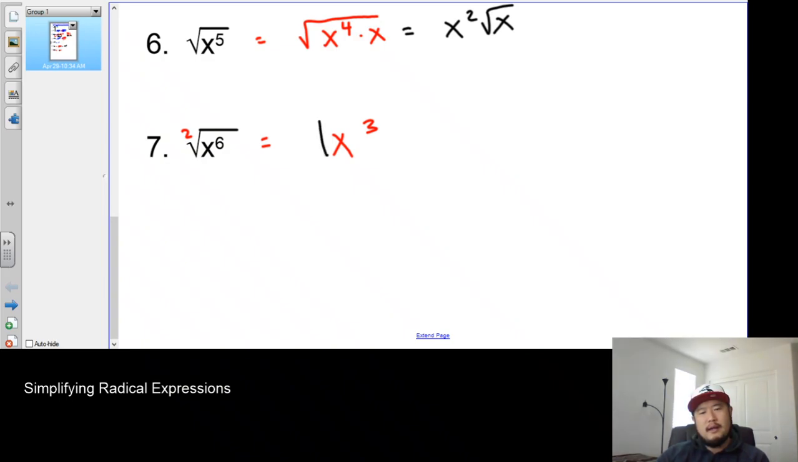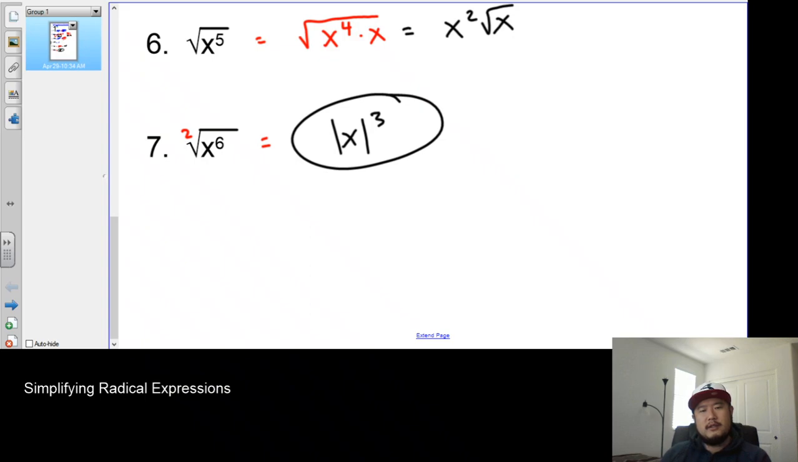Let's go ahead and put our absolute value, and then you will have the right answer. You could put it right here, like how I wrote it, or probably what you'll see more often is we'll put the absolute value around the x and then to the 3rd power. Because remember, we had an even exponent. When I square rooted it, it became odd right here. So there you go, the ABCs of simplifying radical expressions.